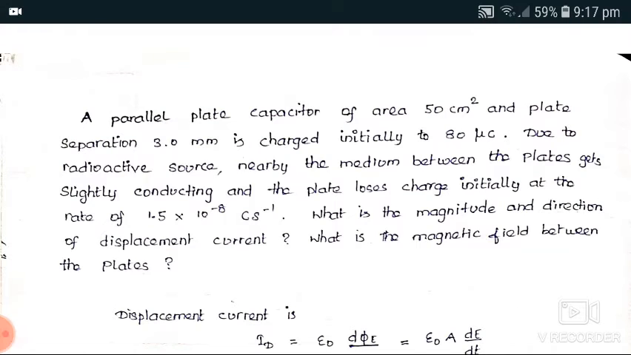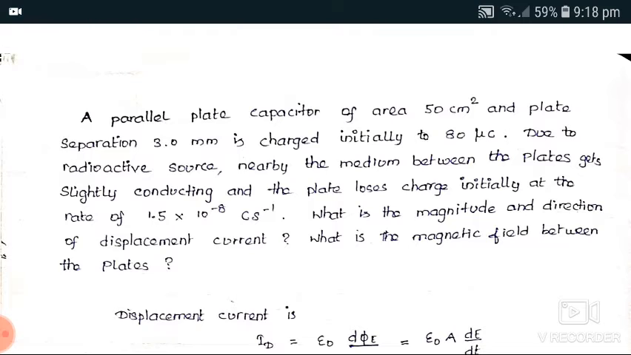Hello everyone, our next question is a parallel plate capacitor of area 50 centimeter square. So again, they are given a parallel plate capacitor having that area of 50 centimeter square and the plate separation is 3 mm. It is charged initially at 80 microcoulomb, right?